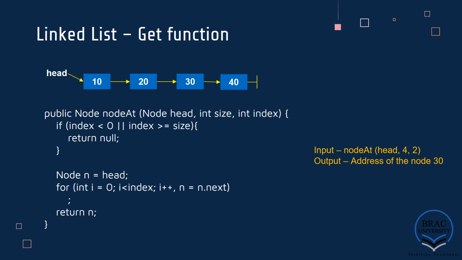If we have some sample input and output, for example the sample input is node add head comma 4 comma 2, we get the address of the node 30 as output, because 30 is at index 2. If we have node add head comma 4 comma 10, 10 is not a valid index, so it is going to return null as output.